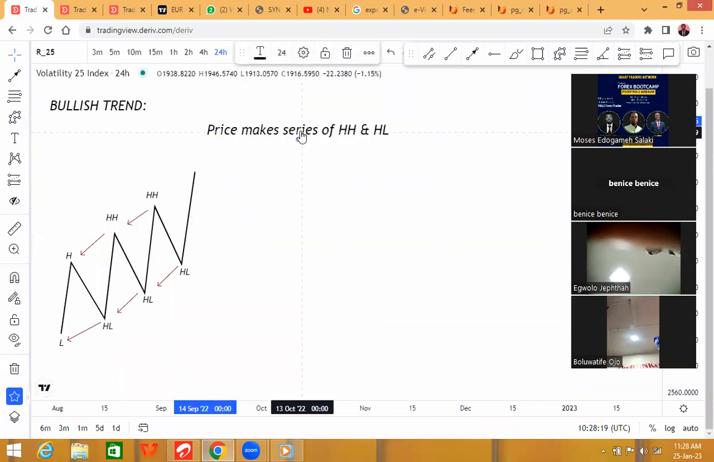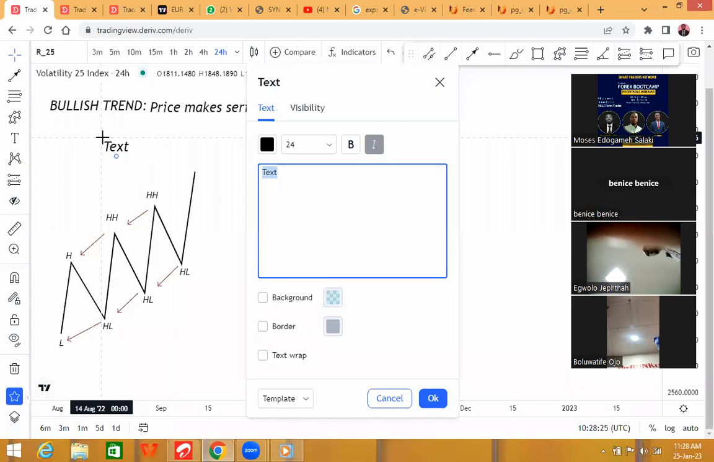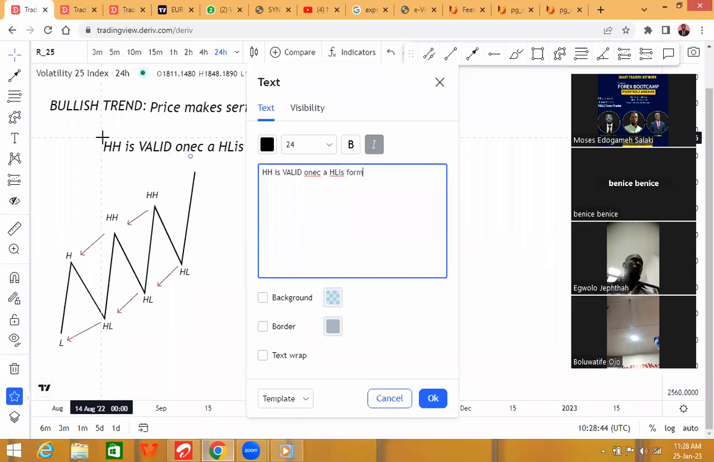That's the definition of a bullish trend. Then also take note, a higher high is only valid once price makes a higher low. Once price makes a higher low, that is when a higher high is valid.